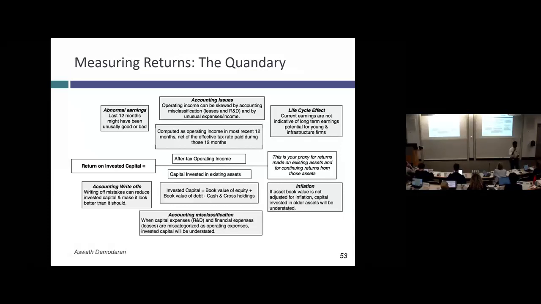And who computes book values? Accountants. This number has both numerator and denominator computed by accountants, which means that everything accountants do is going to alter your return on capital.